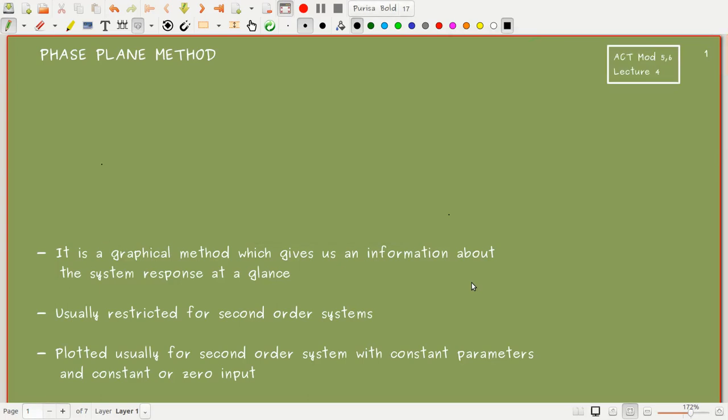Hello. Let us start the next part of our nonlinear control system lecture series. In the last session, we had seen on phase plane, what a phase plane is and what the different types of equilibrium points are. Now, we will see a little more detail about the phase plane method.